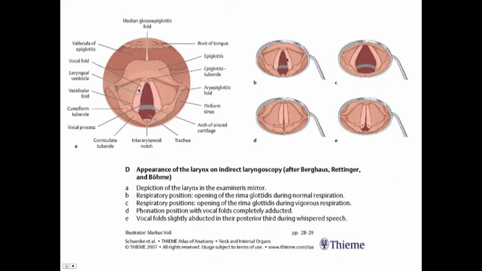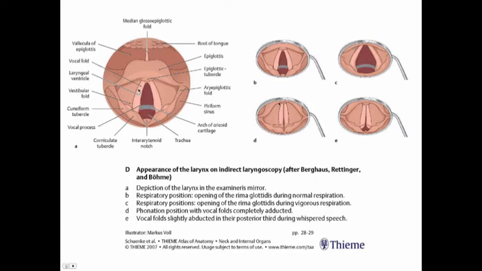Let me back up here and say the opening that you see between the vocal folds is called the glottis. The width of the glottis is going to be 8 millimeters during quiet respiration. This is the position of the glottis under vigorous respiration, meaning when you're doing a physical activity and exerting yourself, your vocal folds have to be widely open to take in a lot more air. It's about twice the glottal width of quiet respiration.